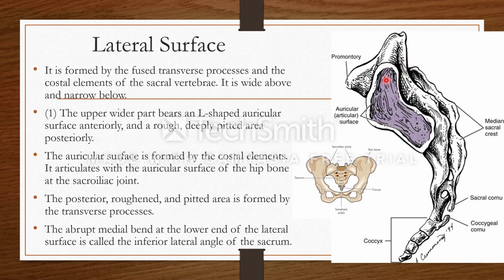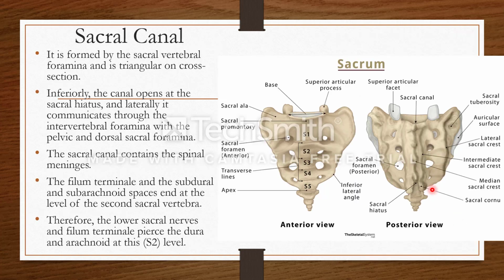The auricular surface is formed by the fusion of the costal elements. It articulates with the auricular surface of the hip bone to form the sacroiliac joint. The posterior roughened and pitted area is formed by the fusion of the transverse processes. See here, there is an abrupt medial bend at the lower end of the lateral surface, and this is named the inferior lateral angle of the sacrum, because here you can see that the sacrum is bent forward, and this angle is named the inferior lateral angle of the sacrum.